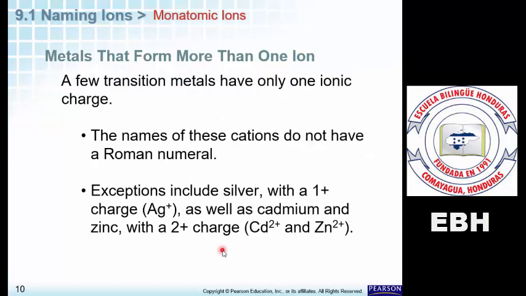We're going to continue. Metals that form more than one ion. A few transition metals have only one ionic charge. The names of these cations do not have a Roman numeral. Exceptions include silver with a 1 positive charge, over here is the symbol and the charge, as well as cadmium and zinc with a 2 positive charge. And over here you have the examples.